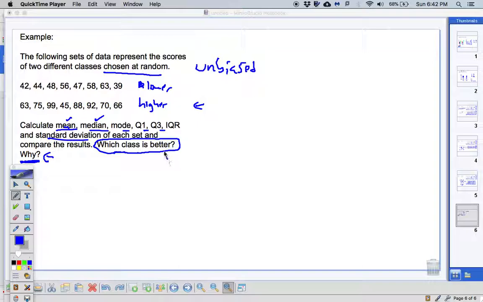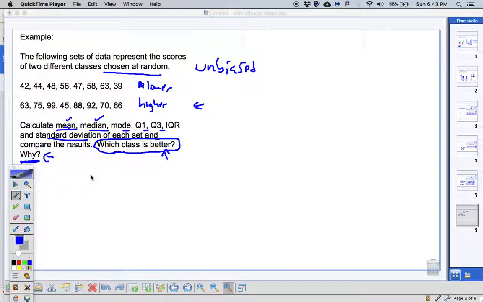Now, the word better is a loaded question, so you might want to look at other data and see whether or not this is an outlier or whether or not this is indicative of many different tests, not just one particular test. So you might be able to say that there's not enough information. You're tempted to say that this one is a better class, but you need to see more data before you can definitively say this class is better than the top class.